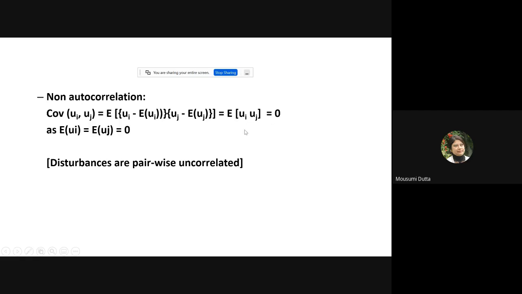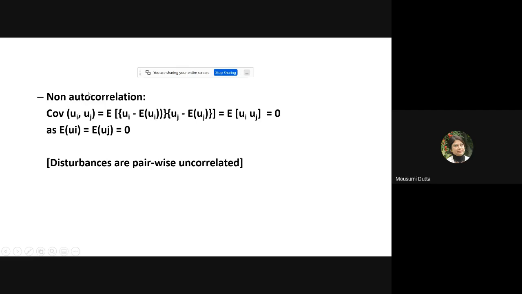That is, the two errors are independent. Ui and Uj are not related. They are independent of each other. This assumption is called disturbances are pairwise uncorrelated, which is known as the assumption of non-autocorrelation. So I'm assuming there is no correlation between the two error terms. It is a no correlation assumption.